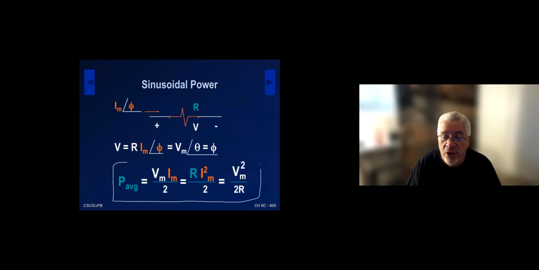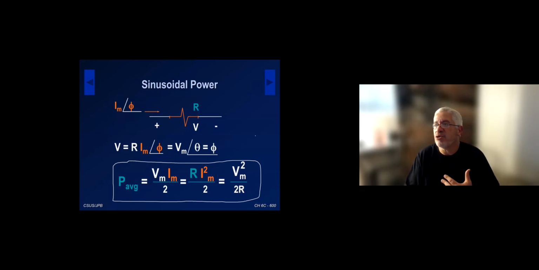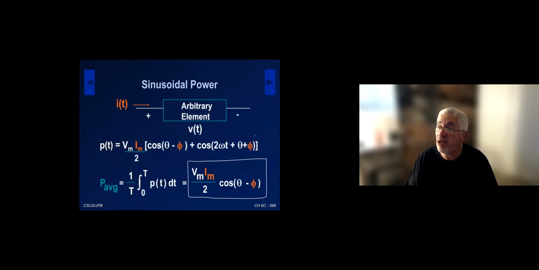So for a resistor, we have 3 formulas for average power for a sinusoidal circuit. We have Vm, Im over 2. Again, Vm and Im are the magnitude of the current and voltage. We could also write it as R times Im squared over 2. We can also write that as Vm squared divided by 2R. This kind of reminds us of what we did when we were dealing with DC circuits. The 2, by the way, has to do with an average value of the voltage and of the current. So we have 3 alternative formulas. Of course, that previous one works as well. We can always use that one.